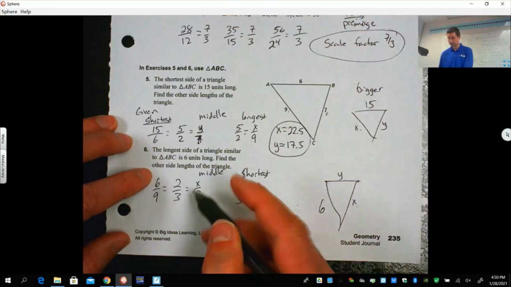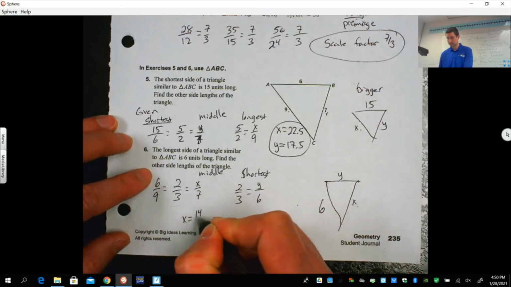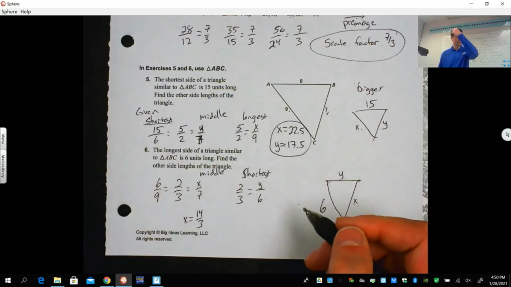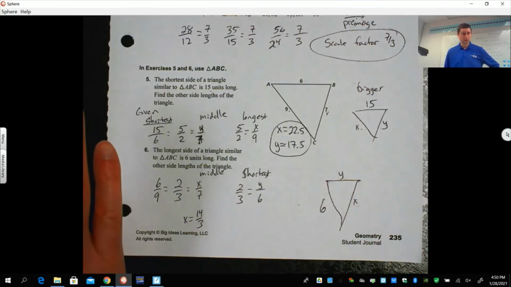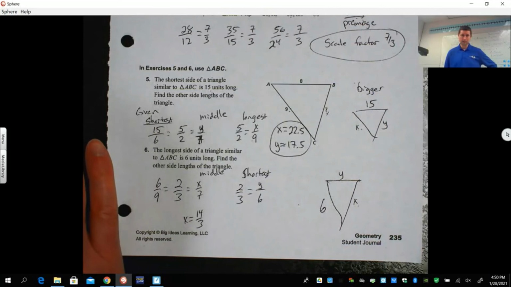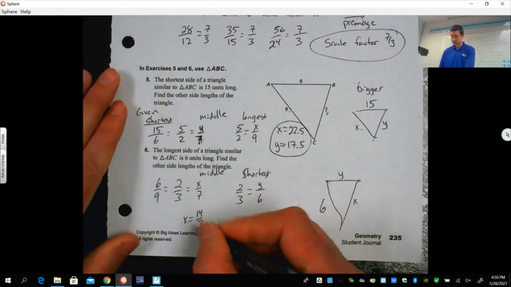To cross multiply and divide, you're going to get x equals 14/3. You'll have to leave that as a fraction. 14 thirds, you're going to get 4.6 repeating. Leave that as a fraction, 14/3.